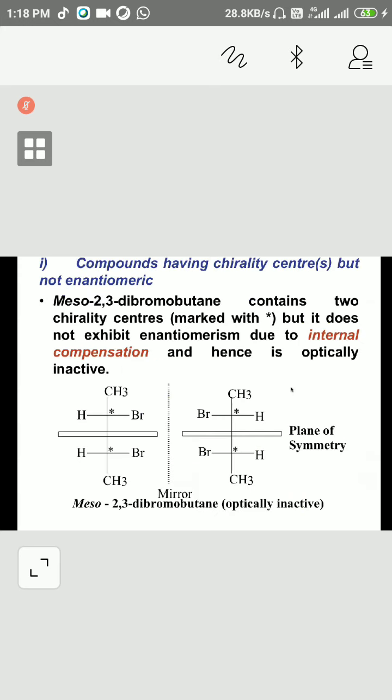But if the molecule has more than one chiral center but there is a mirror plane of symmetry, then that is optically inactive because internal compensation takes place. What is internal compensation? Both chiral centers will cancel the activity of the other chiral center.